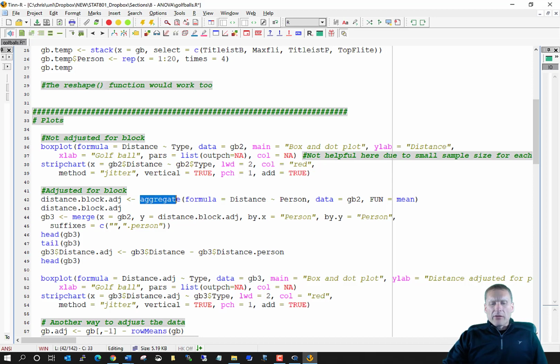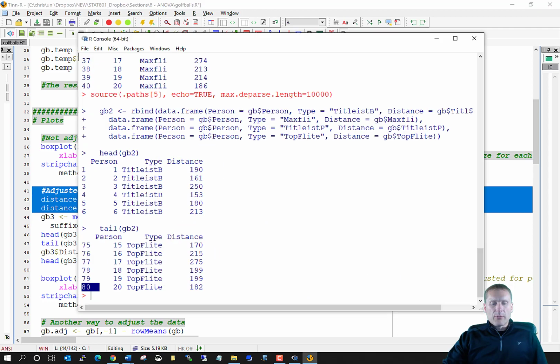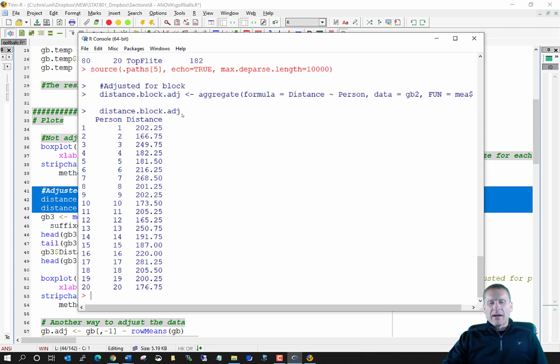is use the aggregate function as we've done many times before, where I'm going to aggregate distance by person. And how am I going to aggregate it? Using the mean. So if I go ahead and run that code, I put the results into distance.block.adj. Maybe I should call it distance block mean. What we have here is that the mean value for person 1 was 202 yards. The mean value for person number 2 was 166.75 yards. And this is again across the different golf ball types.